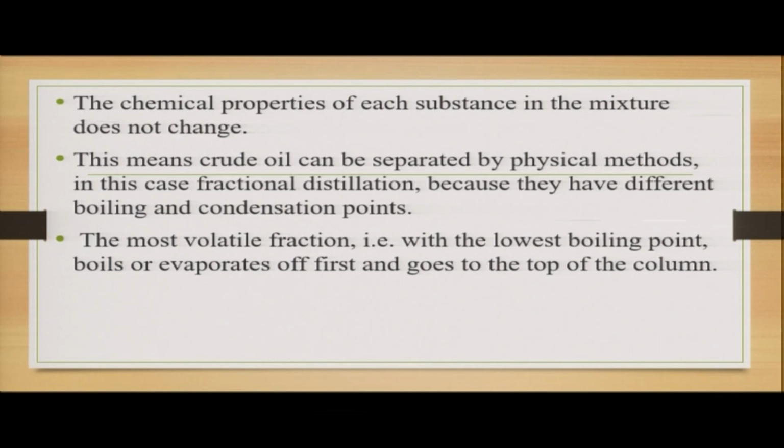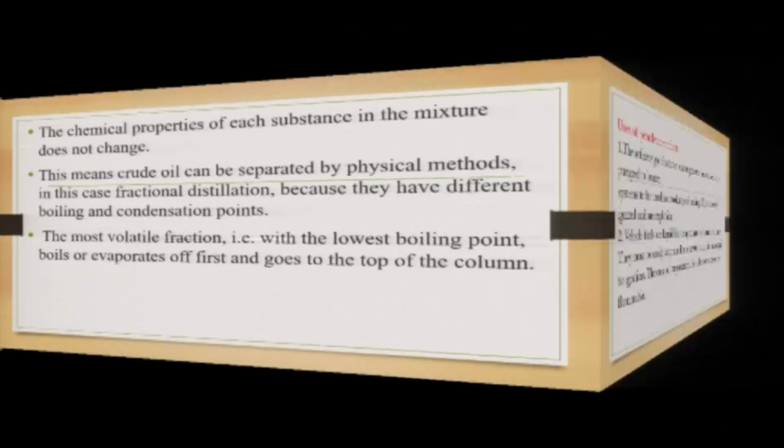And it is only possible because of the difference in the boiling points, as we mentioned even in senior one. The most volatile fraction, I have to repeat this because it is very important. The most volatile fraction, this is the physical property under which this fractionating column operates. The most volatile fraction, i.e. with the lowest boiling point, boils or evaporates so fast and goes to the top of the column, as we looked at in the column.